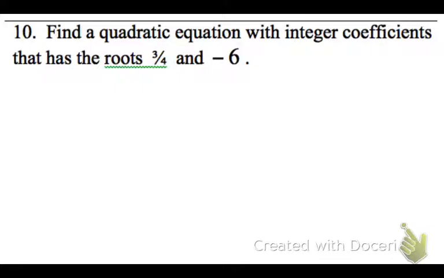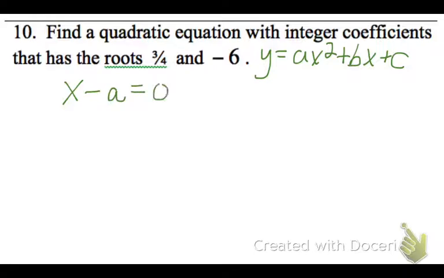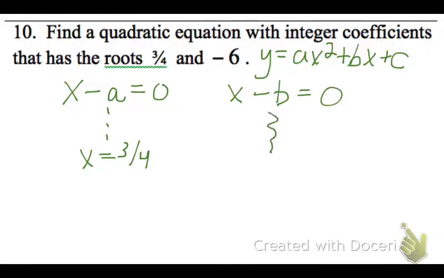Alright, we have to find a quadratic equation with integer coefficients. So we want the answer to look like this: y equals ax squared plus bx plus c. If the roots are those, then those are our solutions. So we had something like x minus something equal to 0, that when we solve this, we eventually got x equals 3/4. Or we had x minus something, we'll just say b, equals 0. And when we solved it, eventually we got x equals negative 6. So that's kind of what we're being asked for here.